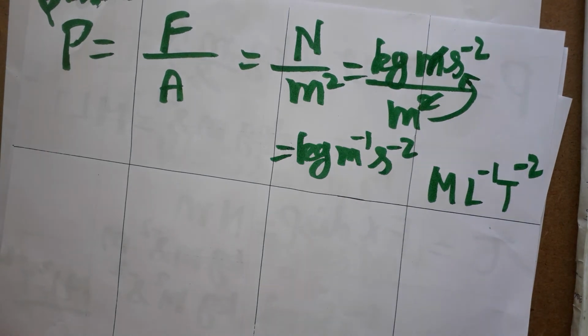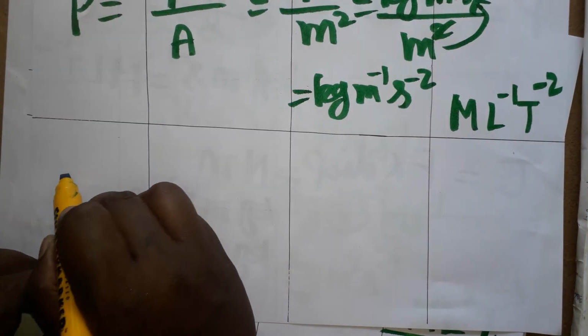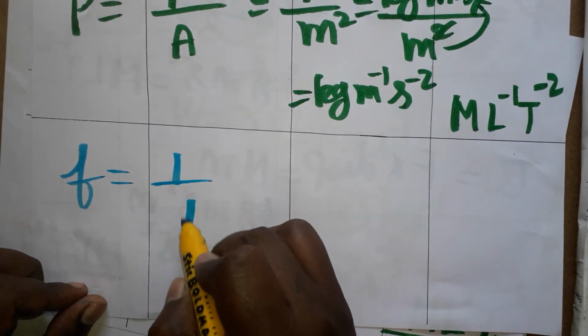The next thing is frequency. It's very simple. Frequency is equal to 1 divided by time period.